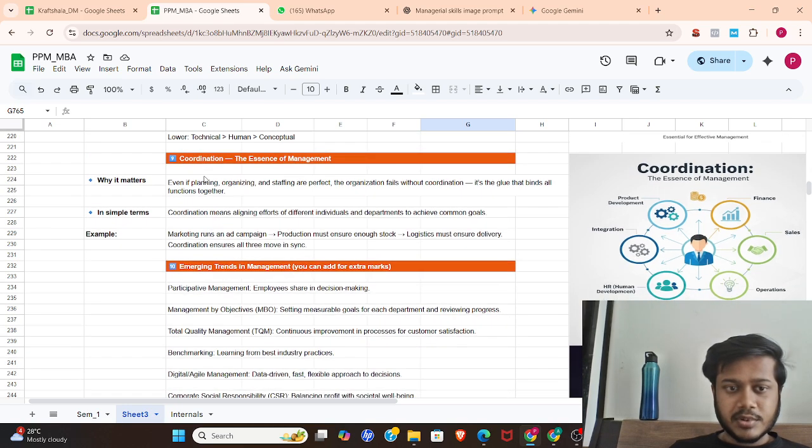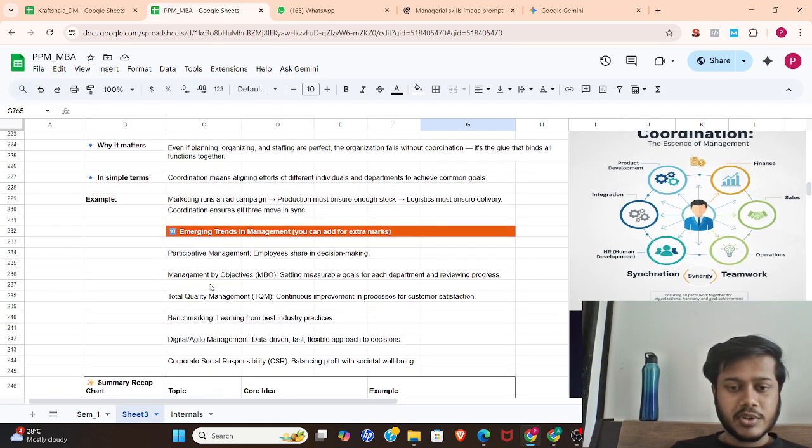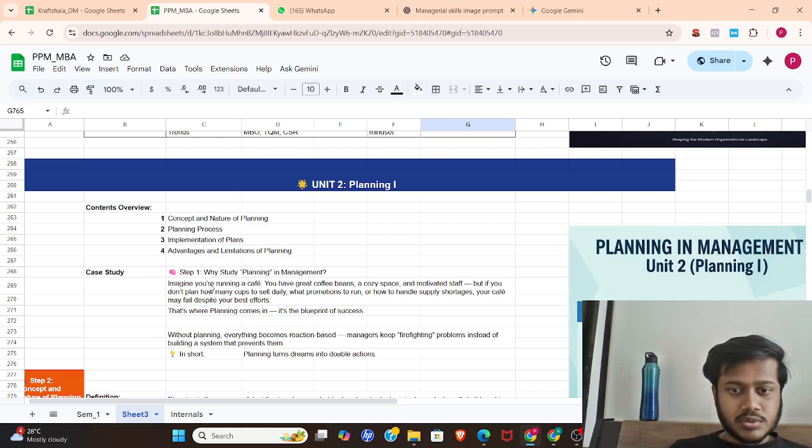Then in topic 9, we learned about coordination, and then in topic 10, we learned about the newest and emerging trends in management. So that is all about what we have learned in Unit 1. In Unit 2, we learned about planning.